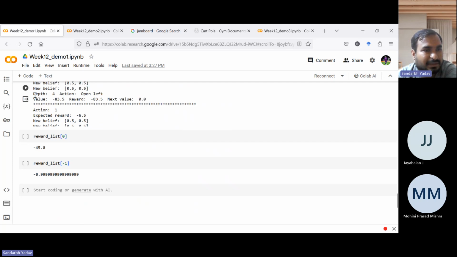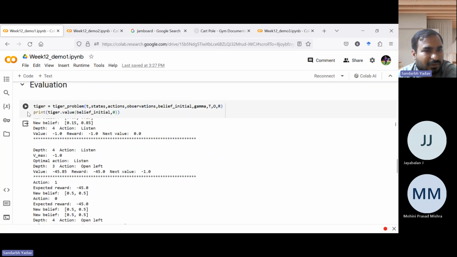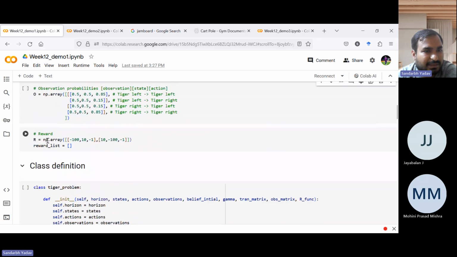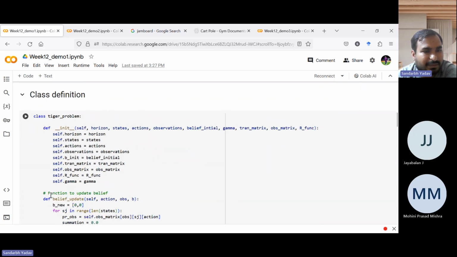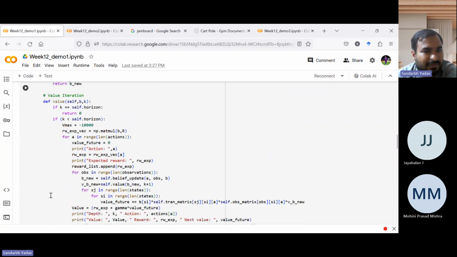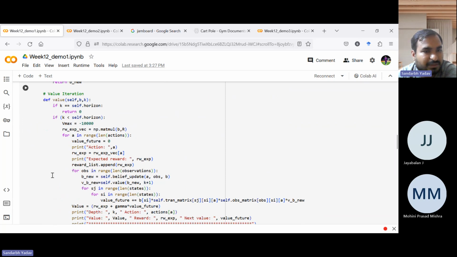So this is the reward list. There is a reward list also. Initially it's empty, and as and when we get some reward, we are appending the reward to it.